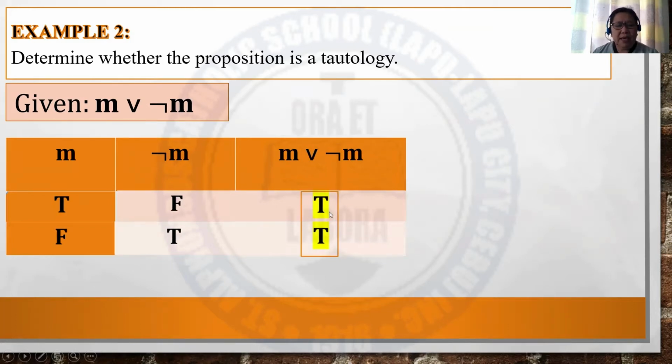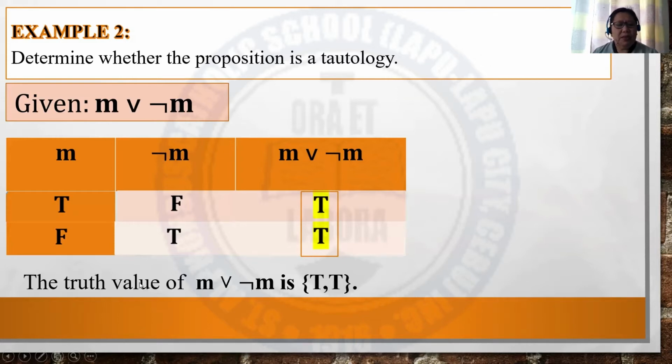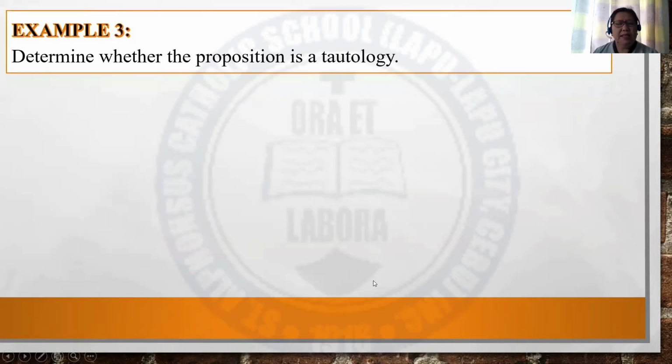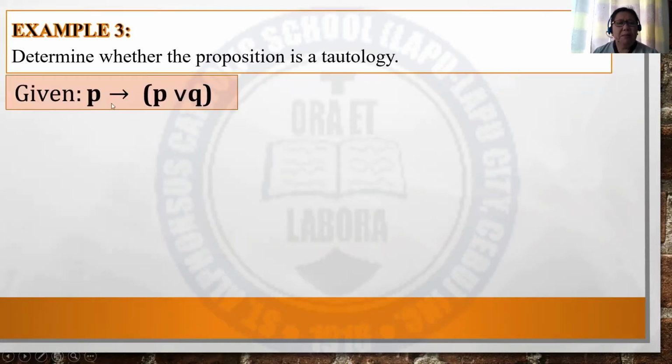So we have T here and T. So both are true. So the truth value of M or not M is T and T. Therefore, the proposition M or not M is a tautology. Next example. Given P implies the disjunction P or Q.